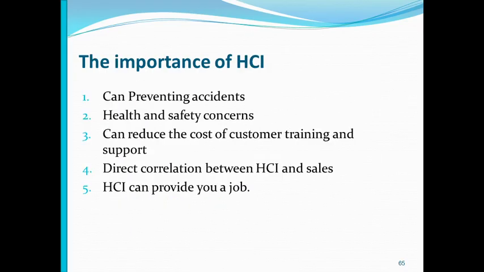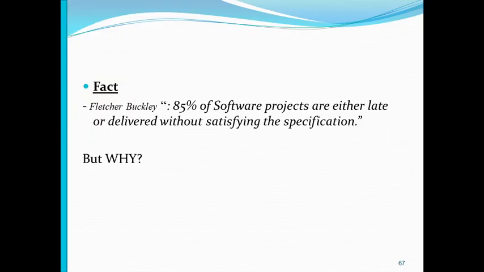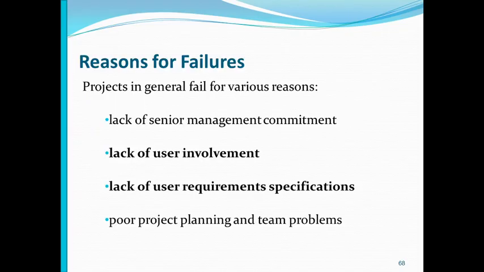So the importance of HCI is that it can prevent accidents, health and safety concerns. It can reduce the cost of customer training and support, there is a direct correlation between HCI and sales, and HCI can definitely provide you a job. So what do you think is the percentage of software development projects that fail? 20%, 35%, 55%, or 85%? The fact is 85% of software projects are either late or delivered without satisfying the specification. Why? The reasons for failure are lack of senior management commitment, lack of user involvement, lack of user requirement specification, and poor project planning and team problems.